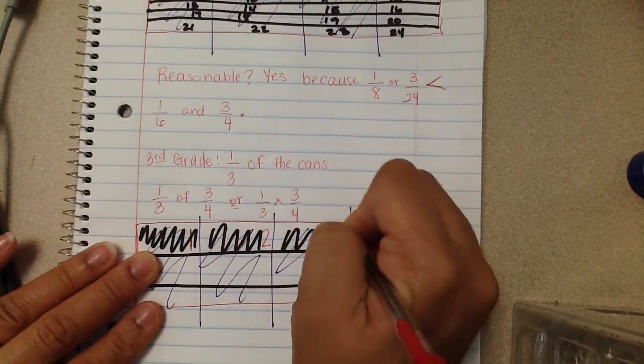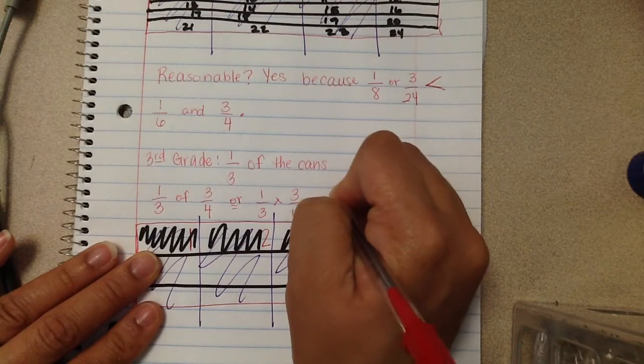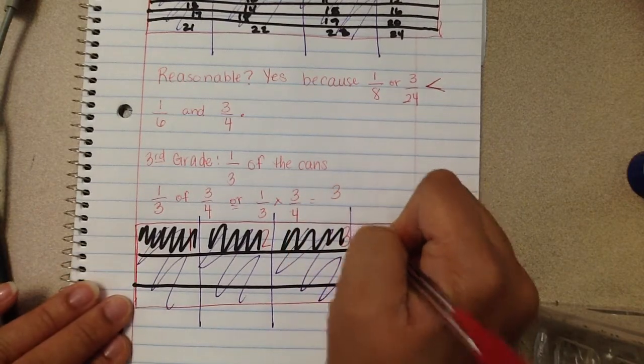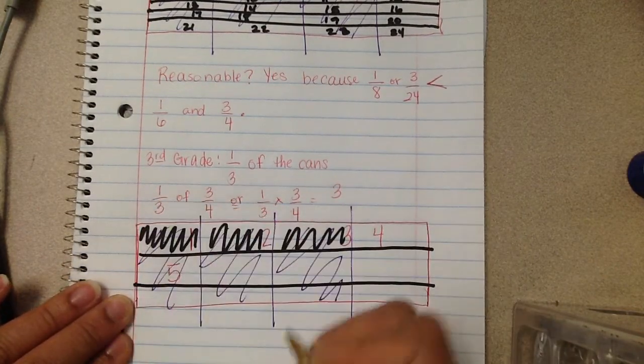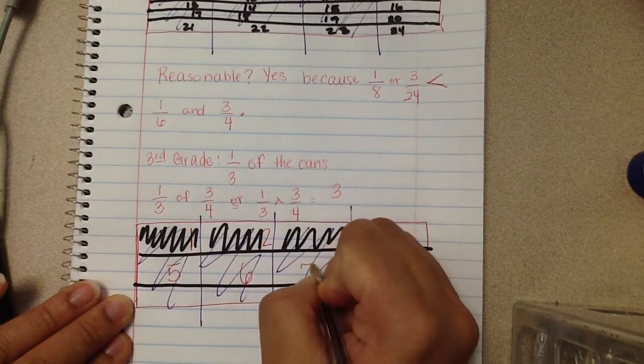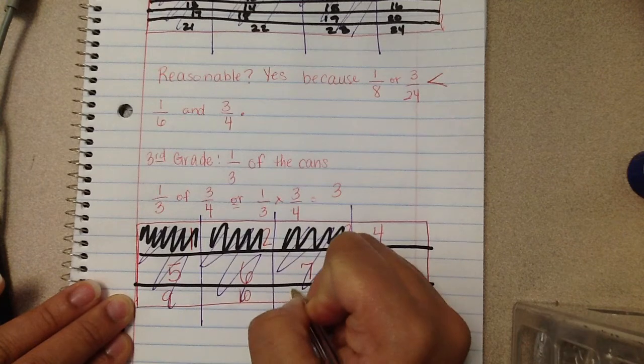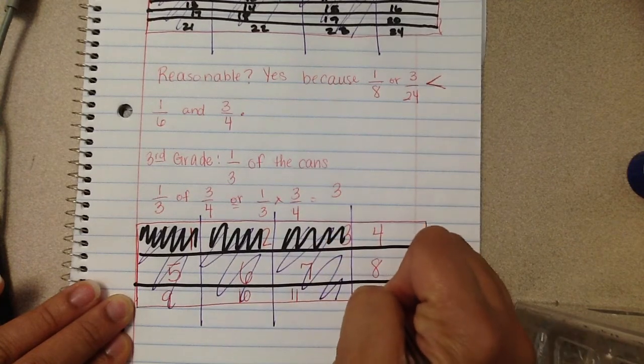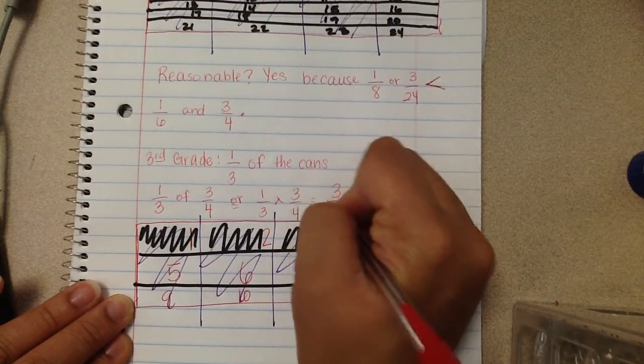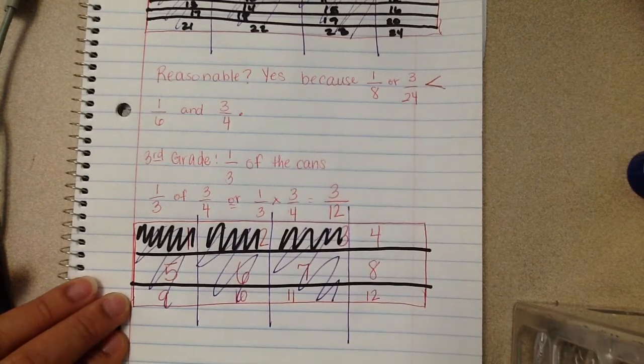2, 3 out of 4, 5, 6, 7, 8, 9, 10, 11, 12. They collected 3/12 of all the cans, or 3/12 of a ton.